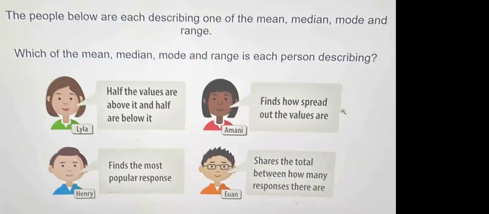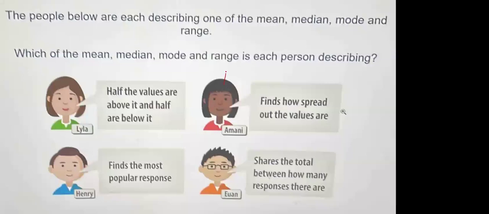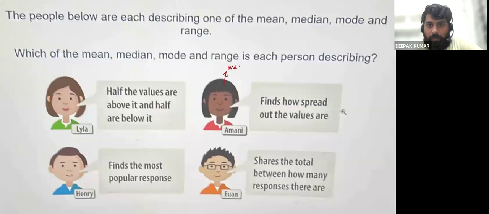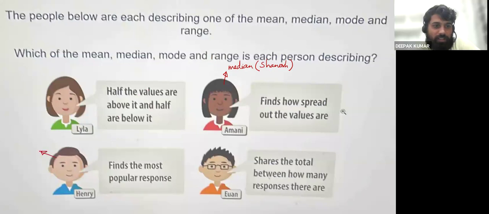Amani median. Okay. Sanesh has told this. Yes, Amani median. Sanesh is saying Amani is a median, and I'm writing the name also. Sanesh has given this answer. Fine. Next. Henry is mode. Ranjit ji has found his own interest. He is only finding the popularity. Good. Henry is mode. Next.